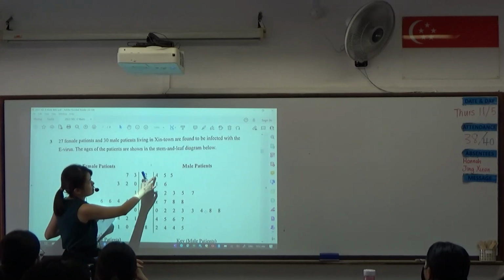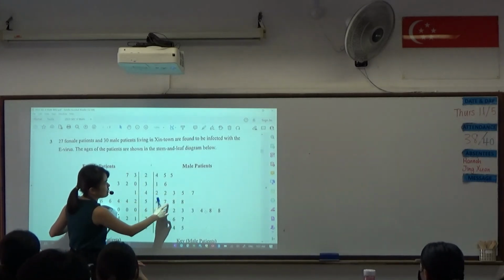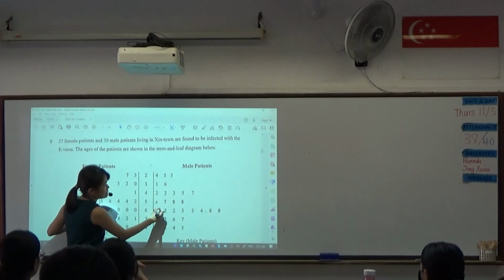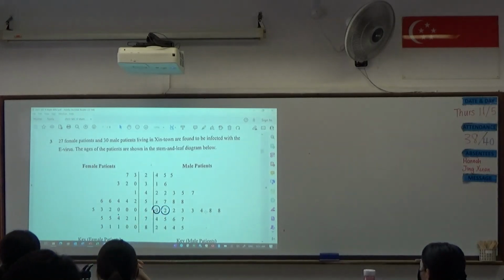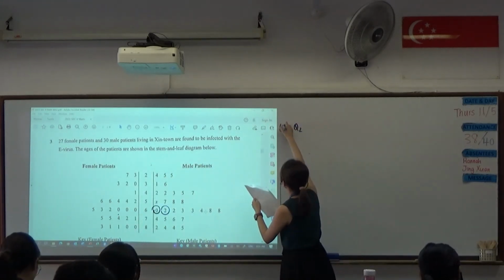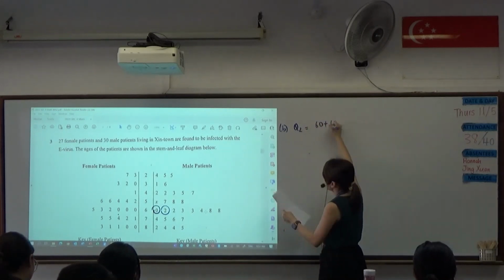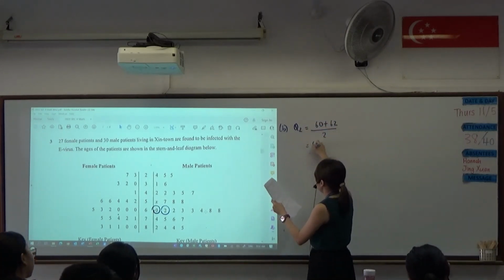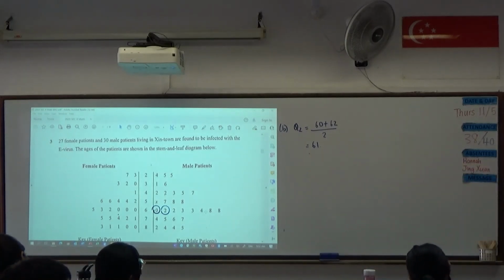So I start counting 1, 2, 3, 4, 5, 6, 7, 8, 9, 10, 11, 12, 13, 14, 15. So this is the 15th one and this is the 16th one. That means the median value, for part B, will be equal to 60 plus 62 divided by 2. That will be 61. The age will be 61 years old.